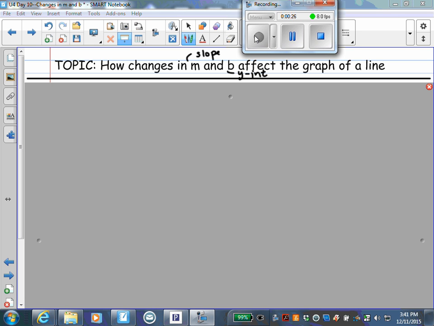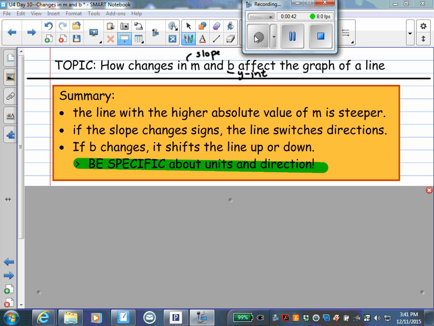And we're going to summarize what it would do to the line if we change the slope or if we change the y-intercept. So I'm going to show you a summary to write down, and I want you to pause the video after I show it and write down everything in it, and then I will explain what I mean by everything. So here's the summary. Please pause the video now and write this all down. Okay, I hope you have that written down.